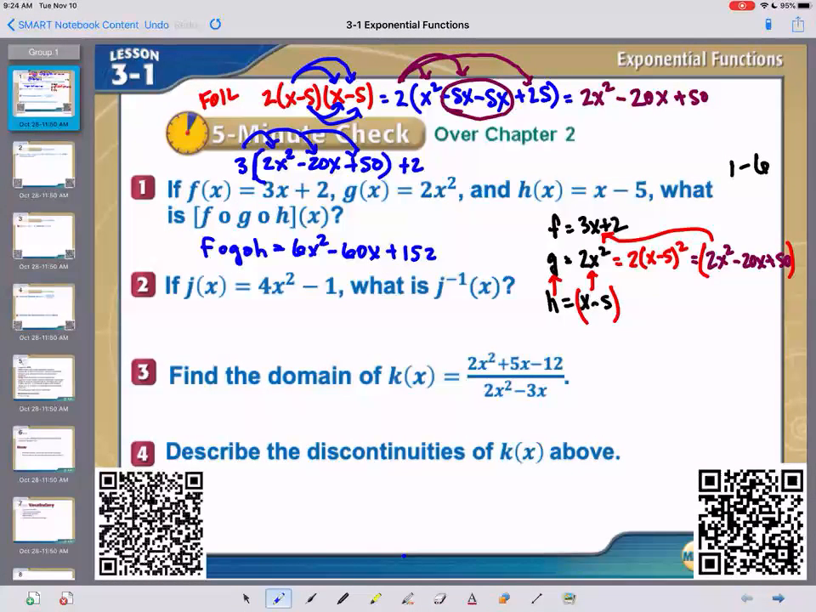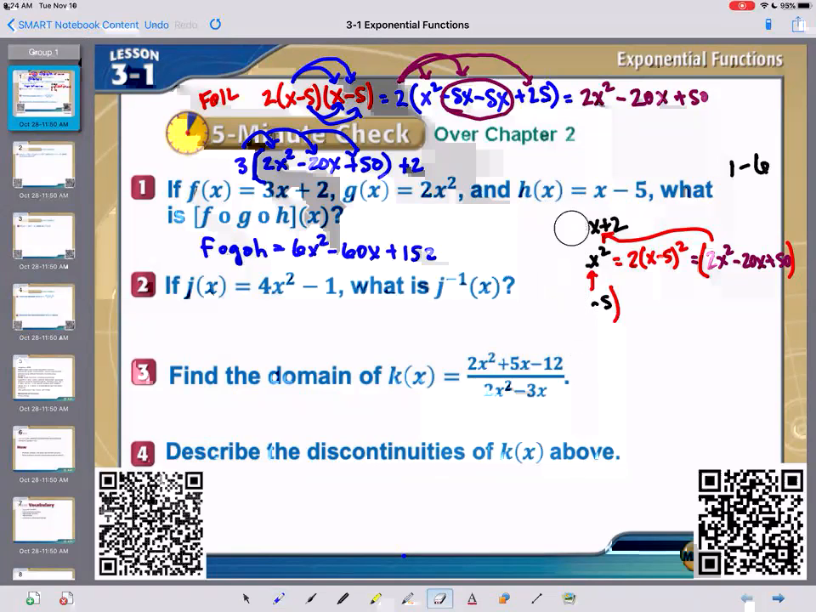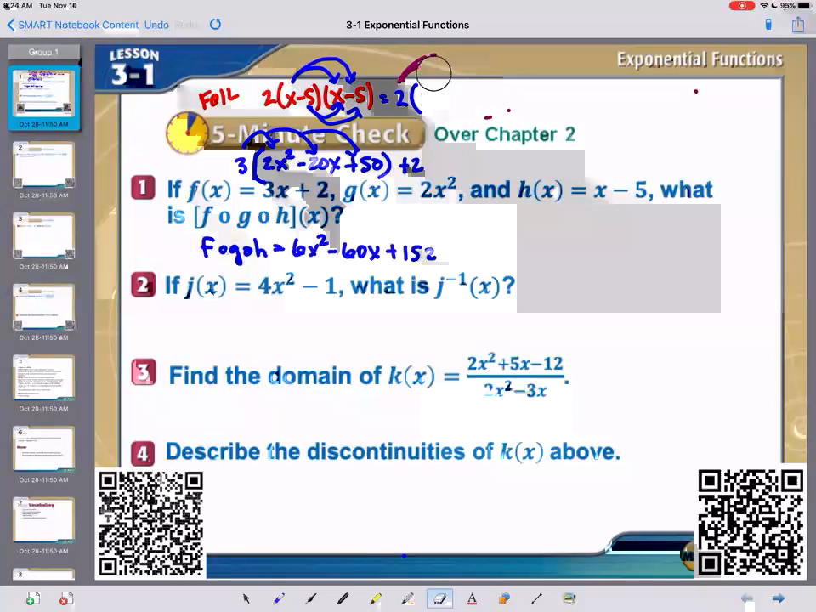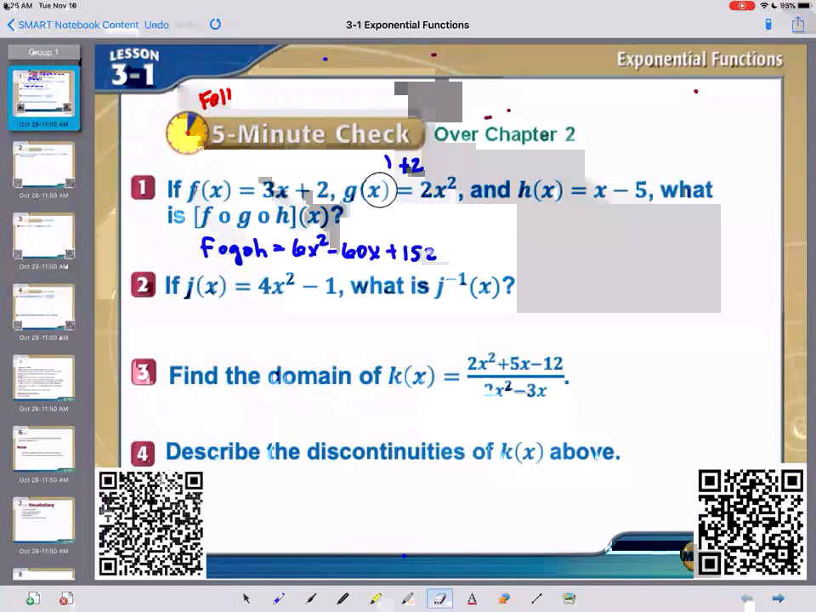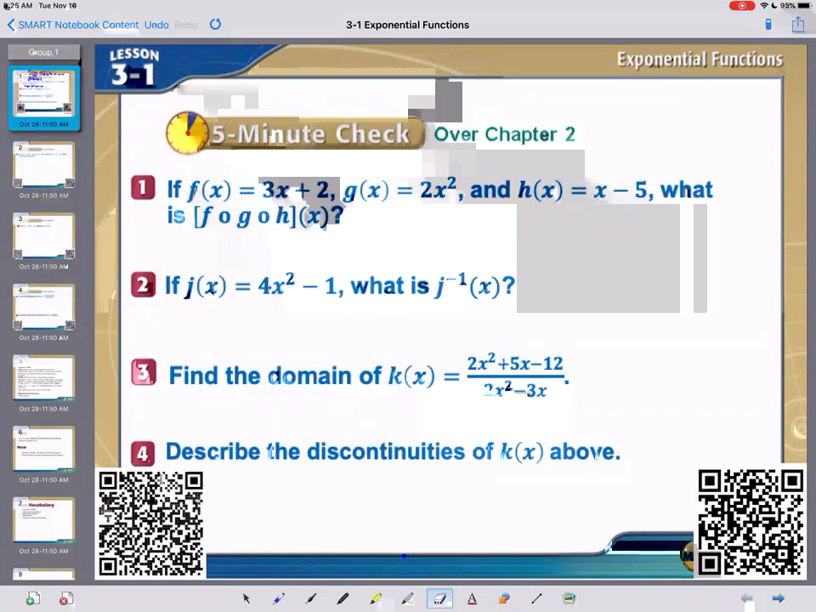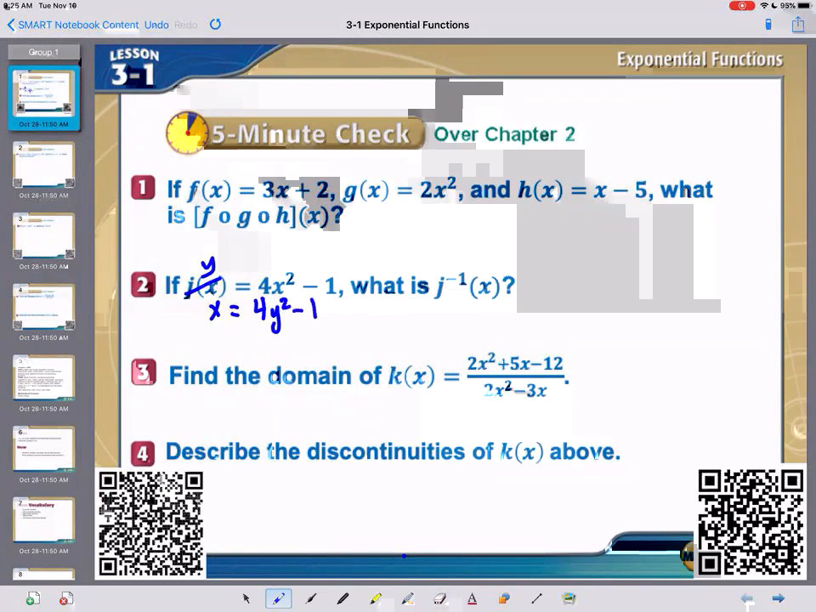Okay. Number 2, it's about, what does that little j negative 1 mean? Inverse. That's right. And so when we find an inverse here, what we're going to do is switch x and y. We could do this by graphing, which I'll show you at the end. But the way you do this is you switch x and y and solve from there. So instead of j of x, which basically means y, x equals 4y squared minus 1.